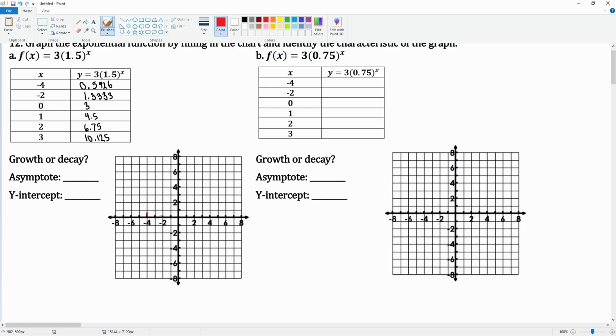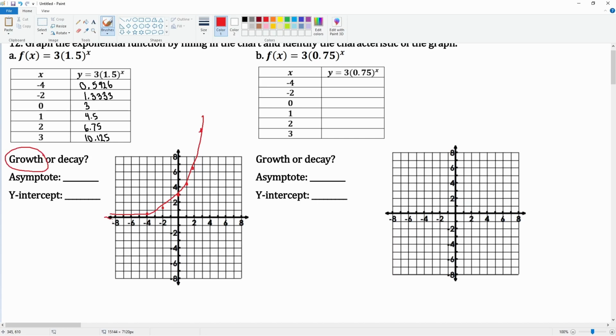Then we have -2 at 1.3, somewhere right here. 0, 3, 1, 4.5. 2 is at 6.7. Then 3 is all the way up here at like 10, right? So we can now connect it. It looks like it goes like this, and that is considered a growth.